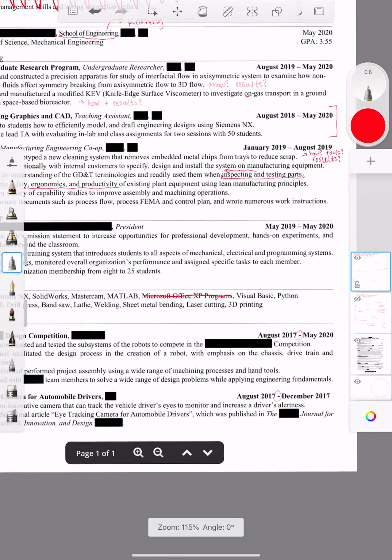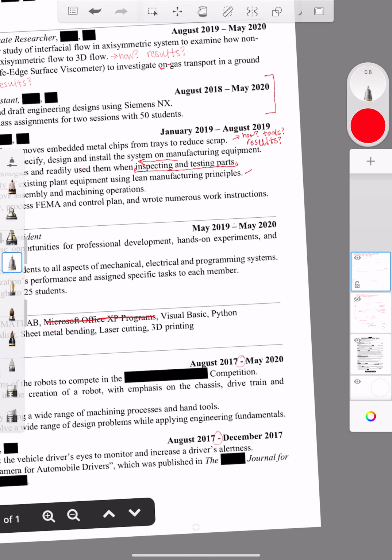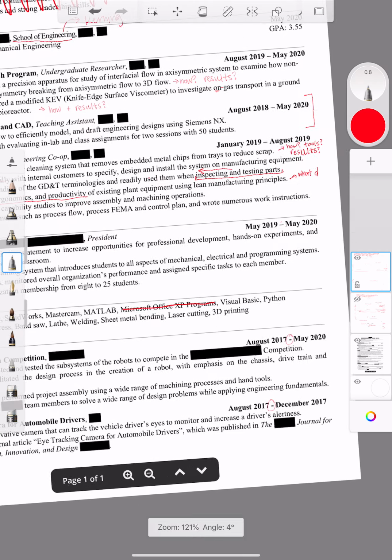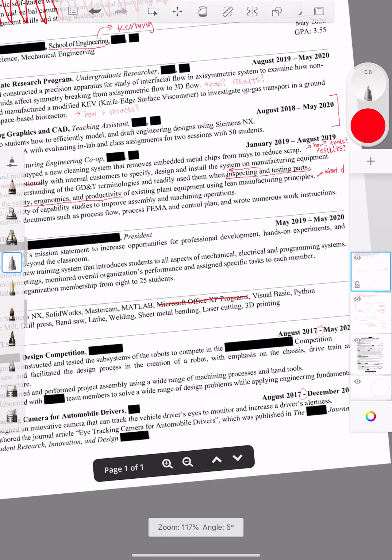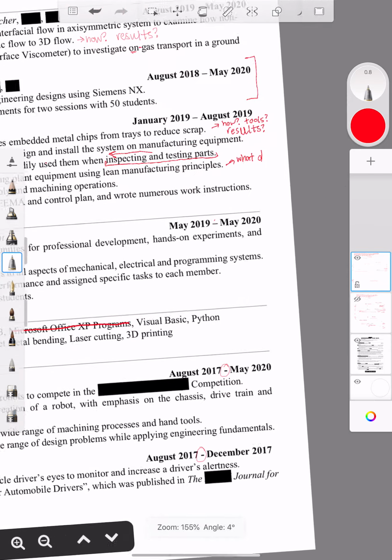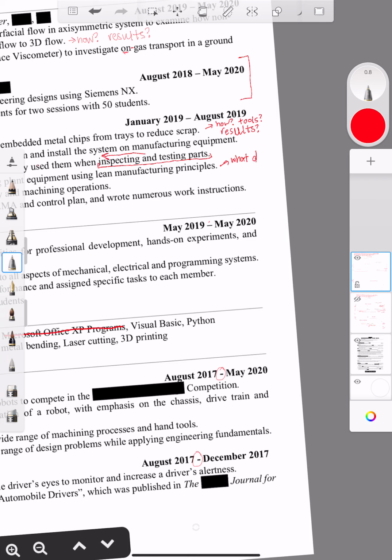And was there any result? Did the manufacturing process speed up? Are you guys more efficient now? Did the plant become more productive? And by how much? What were your actions and what were the direct results of your actions? So I'm going to write, what did you do here? And then also results.